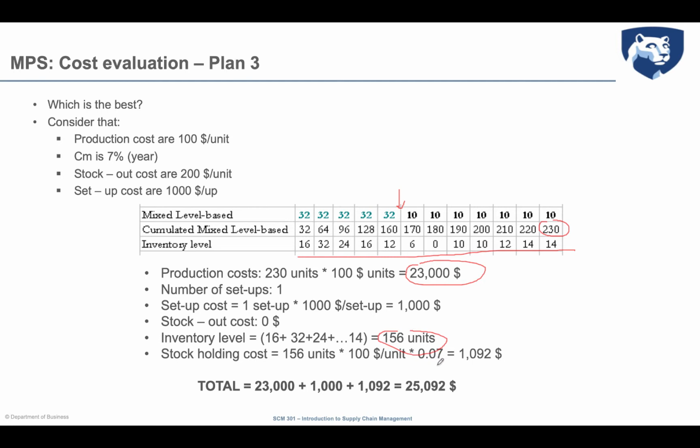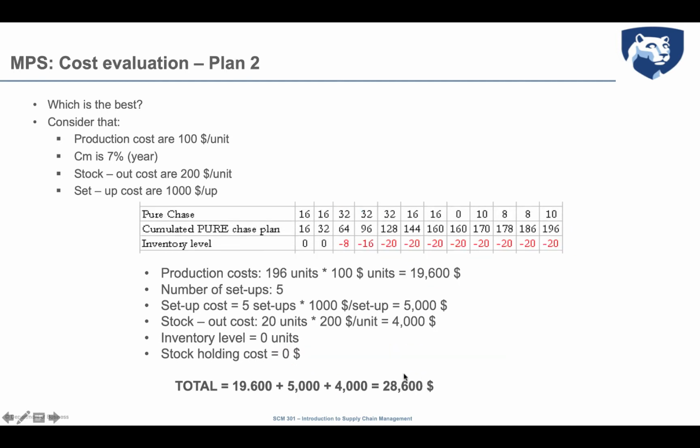How much is the opportunity cost? 7% per year. How much is the dollar value of inventory? It is $100 per unit. So this is the inventory value. This is the inventory keeping cost, 1092. If you sum up everything, you find $25,092, which is again slightly lower than the previous best one.